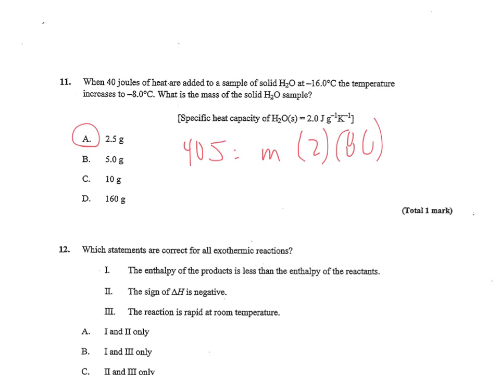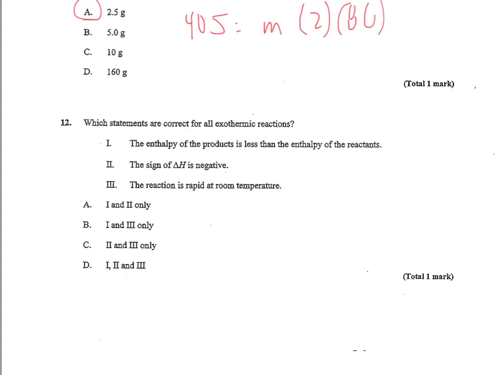And then the final question, which statements are correct for all exothermic? So these 3 statements are probably true for some exothermic, but the only statements that are true for all is that the enthalpy of the products is less than the reactants. The sign is always negative. It may or may not be rapid at room temperature. Rusting certainly occurs at room temperature and can be a very long process. So only 1 and 2 are always true.